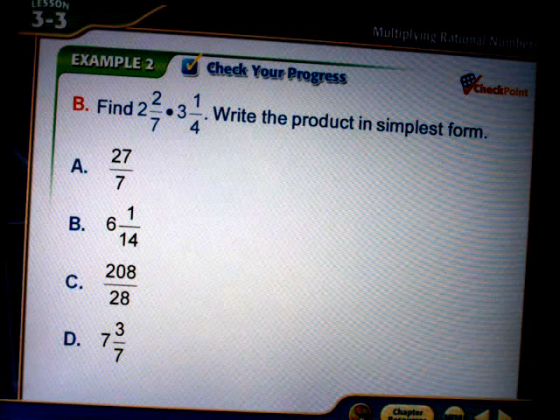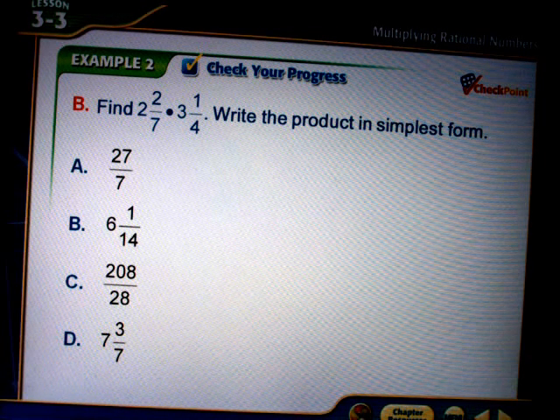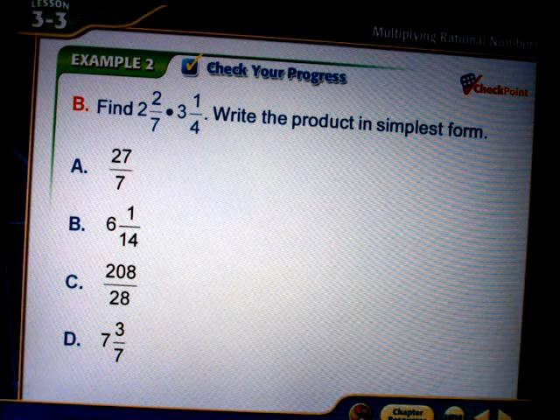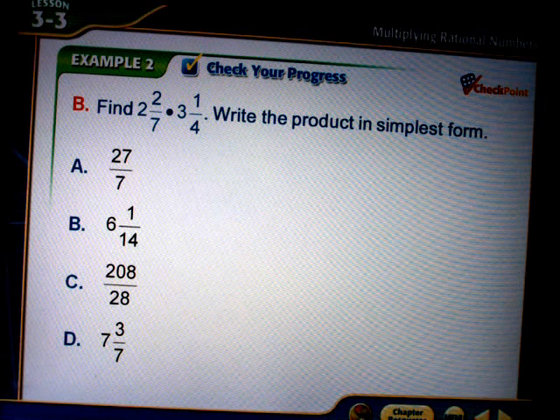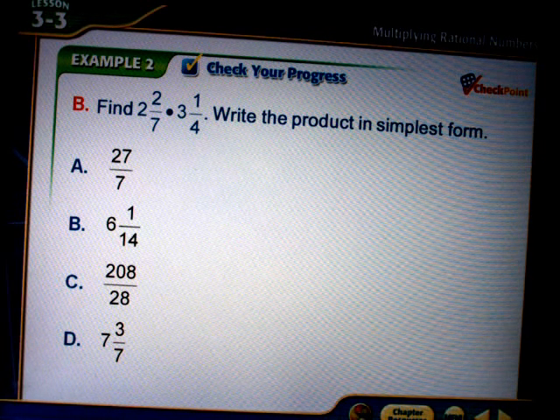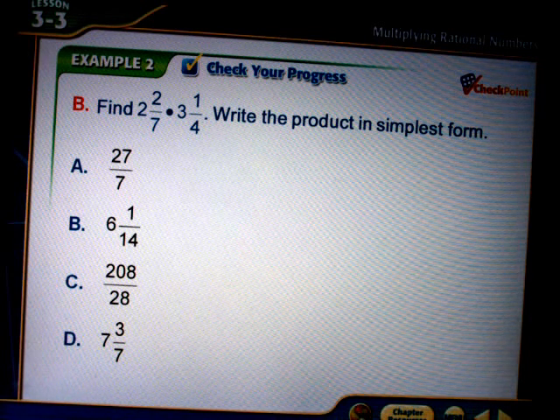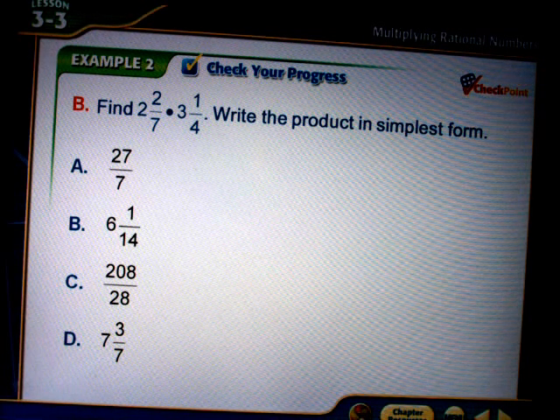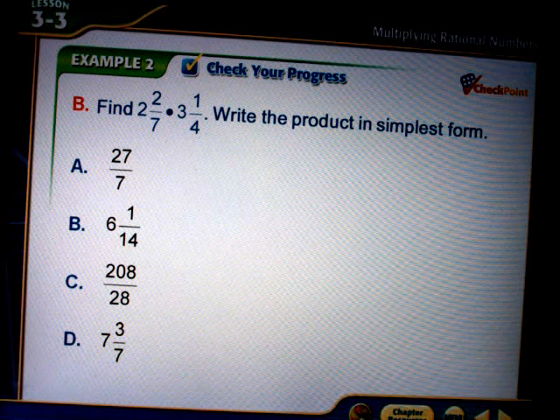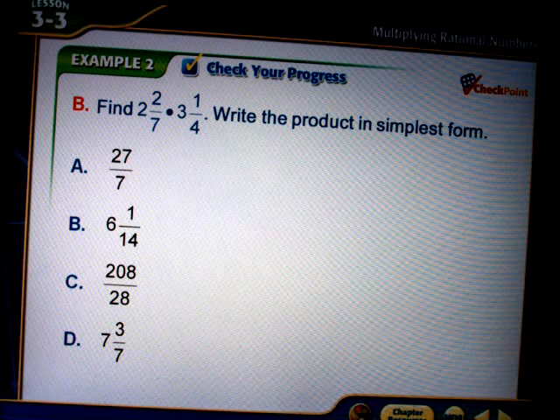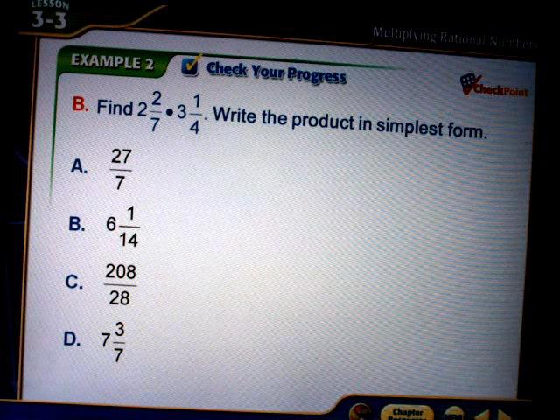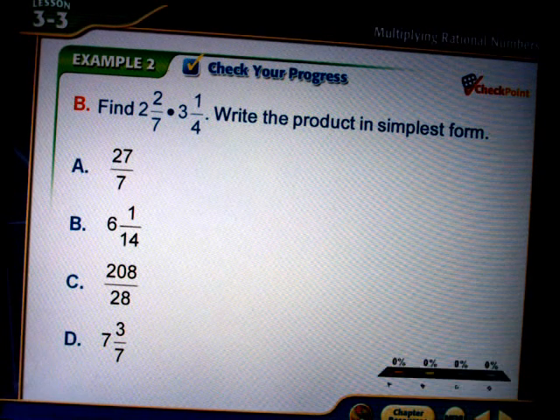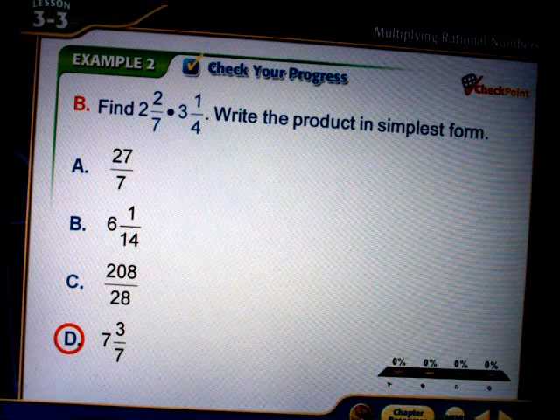So we're going to find 2 2/7 times 3 1/4, and then we're going to write the product in simplest form. Is the answer A, 27/7, B, 6 1/14, C, 200 divided by 28, or D, 7 3/7? Make sure you convert them into improper fractions first, and then solve. And remember, you can always pause the video if you need more time. And your answer is D.